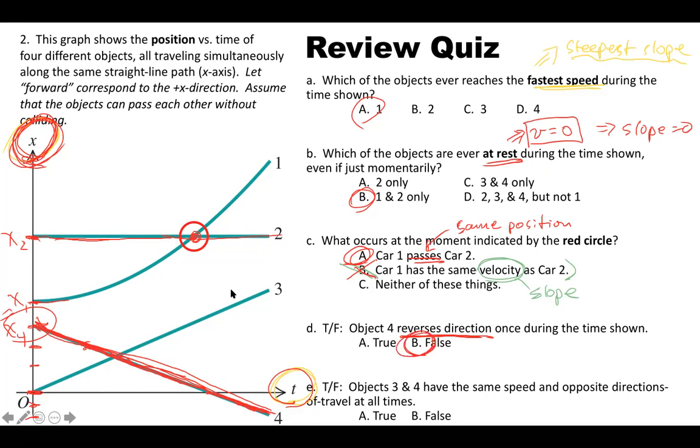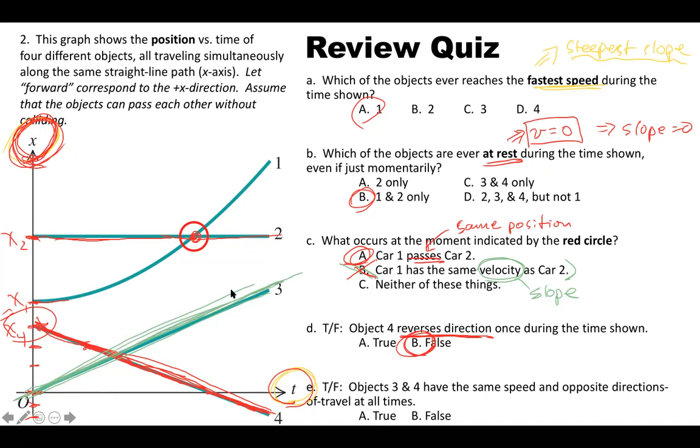Okay. What about part E? Objects 3 and 4 have the same speed, but opposite directions of travel at all times. Okay. Well, speed is the magnitude or absolute value of the velocity. And velocity is the slope of these graphs. So if we look at the slope of object 3's graph, we see that it has a constant slope at all times. So therefore, it must have one constant velocity at all times, and it's positive. It's moving in the positive x direction.